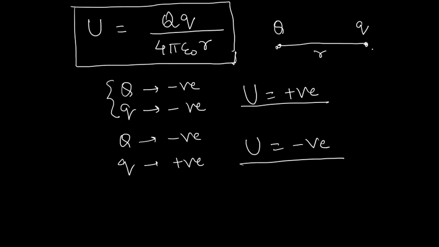in bringing charge small q towards the capital Q. This work is done by an external force. It means if the force is repulsive, the work done will be by an external force. And here there is an attraction force, so here the work will be done by the electric force. So here the potential energy is smaller. Here the potential energy is larger.